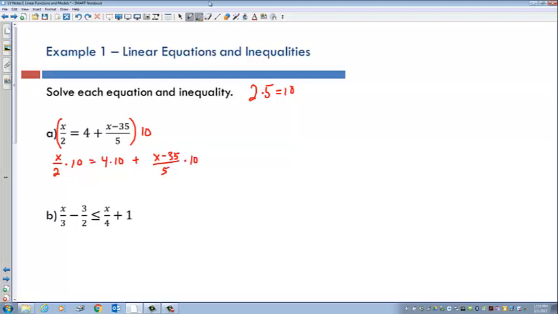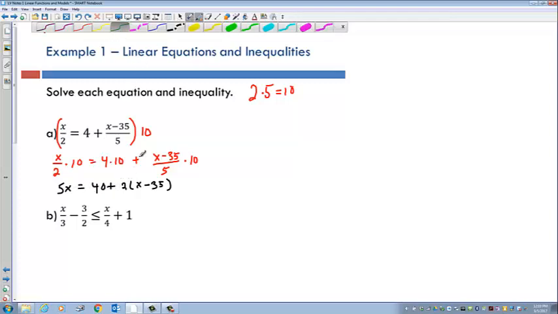What's going to happen is the denominator is going to go away. 10 divided by 2 is a 5, so we get a 5x here, equal to a 40, plus 10 divided by 5 is a 2, so you get 2 times (x minus 35). You'll notice we've cleared the denominators. There are no longer any denominators here. The next step will be to multiply through by this 2 to unlock the x, and then we can get all the x stuff to one side.